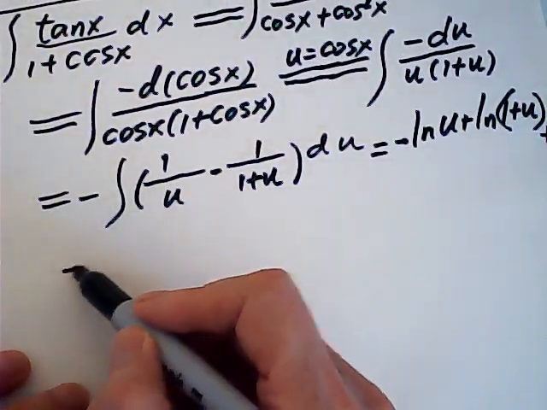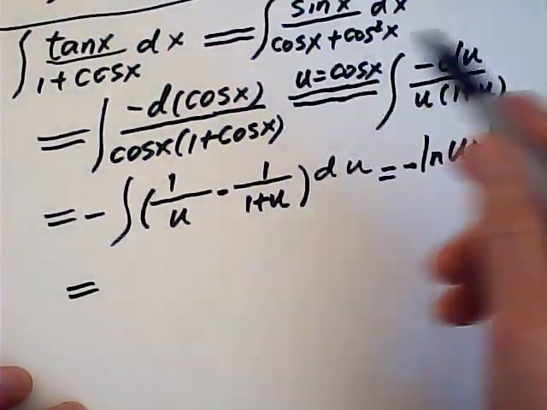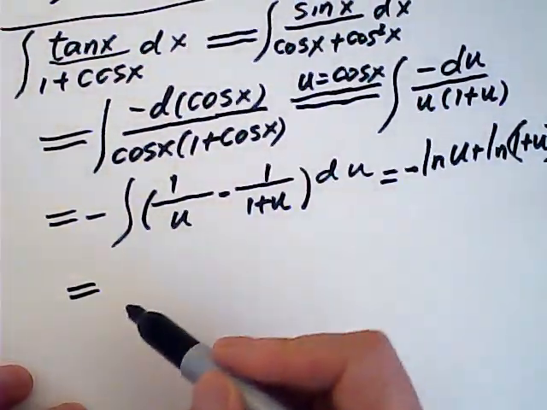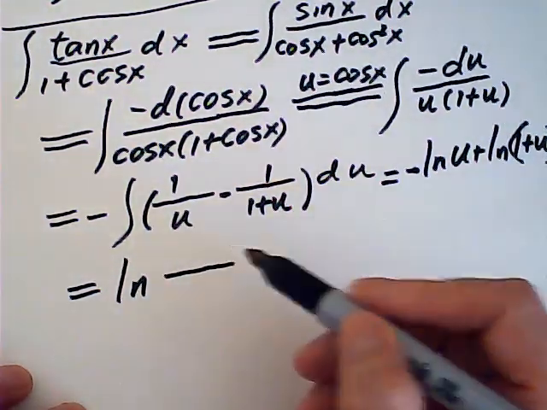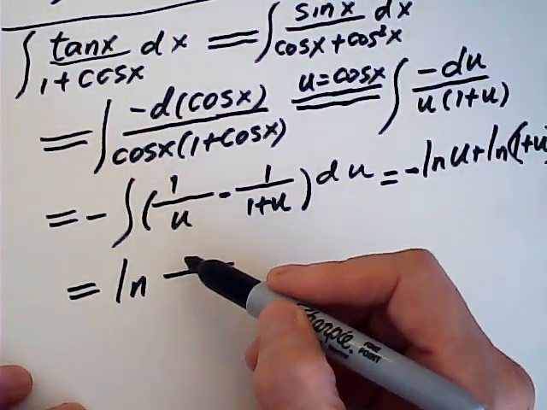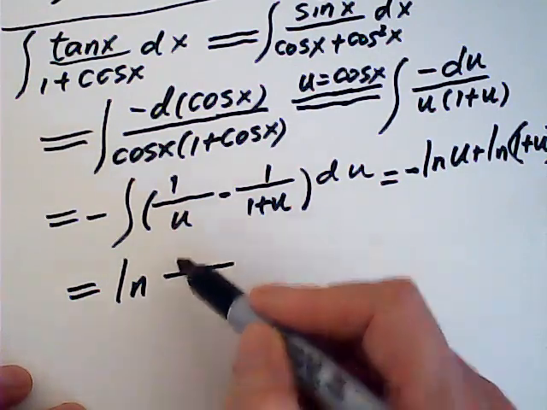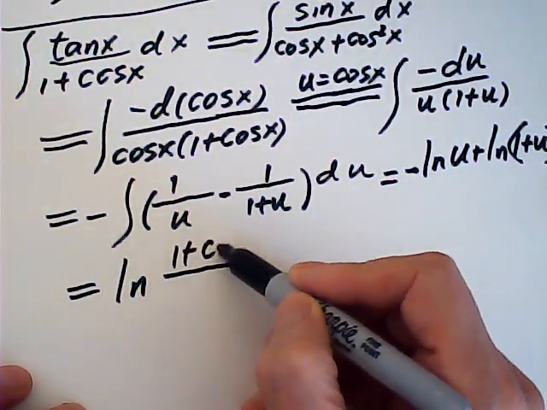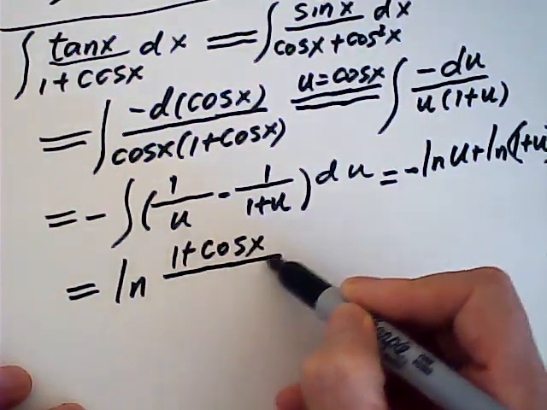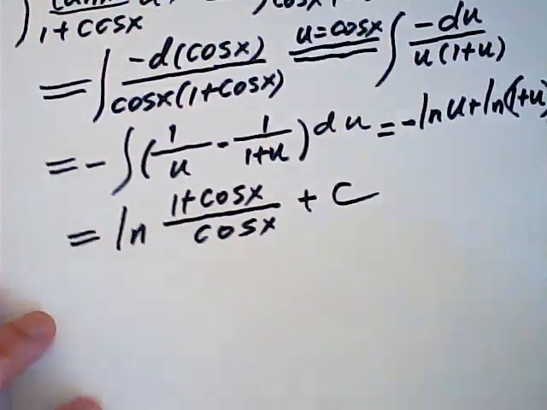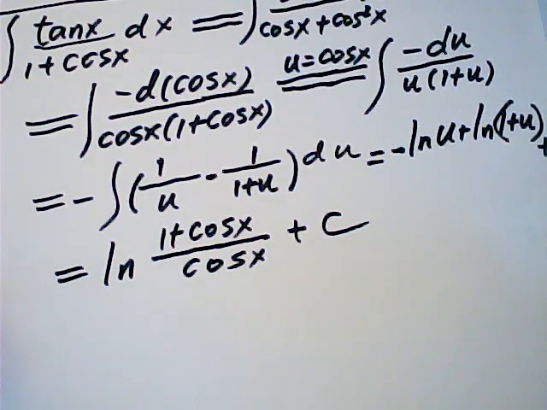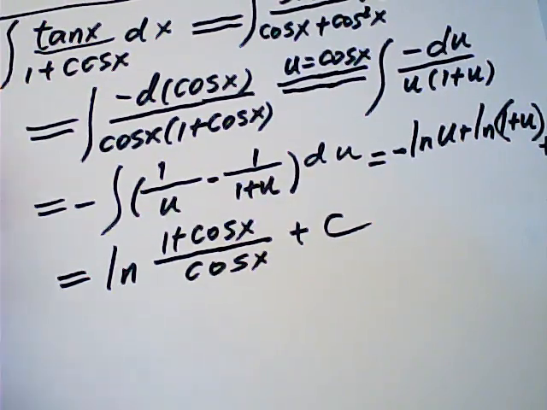We just plug u back. u is cosine x. So this is natural log of positive 1 plus cosine x over cosine x. Yeah, that has been done. This is the second method.